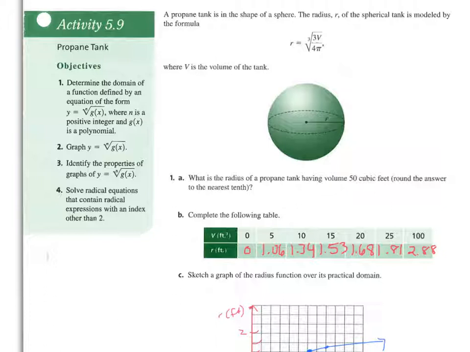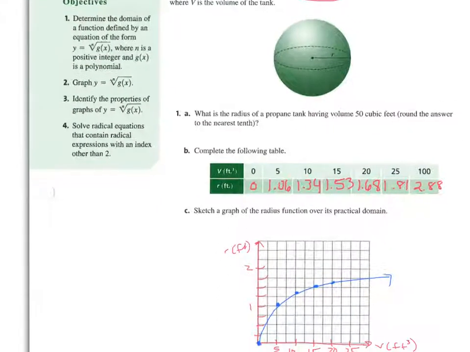So we start with a formula here for the radius. A propane tank is the shape of a sphere, with r being the radius, V being our volume, and pi obviously a constant. This just came from a volume formula. If you look up the volume of a sphere and solve it for r, this is what you end up getting. So all they did really was take a volume formula and solve it for the variable r instead.